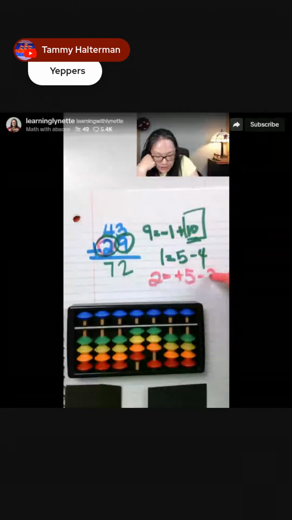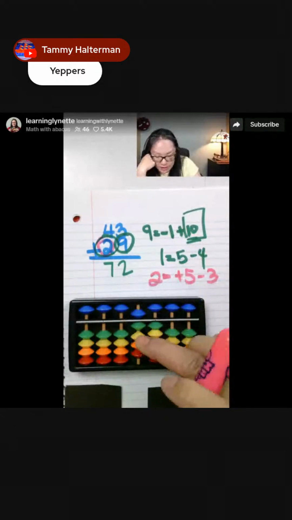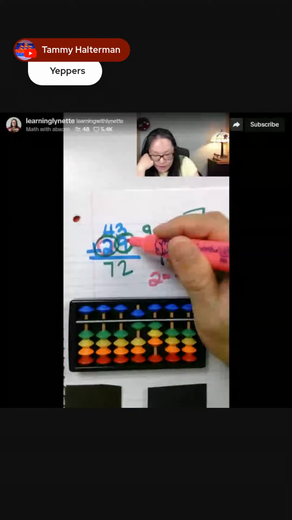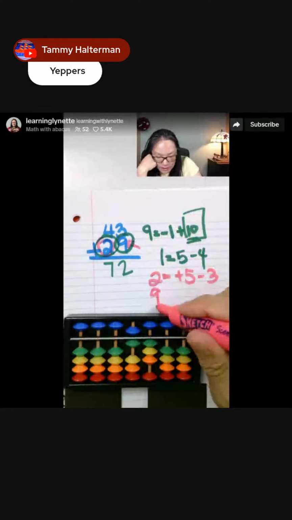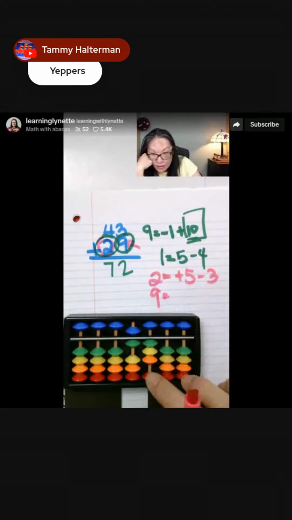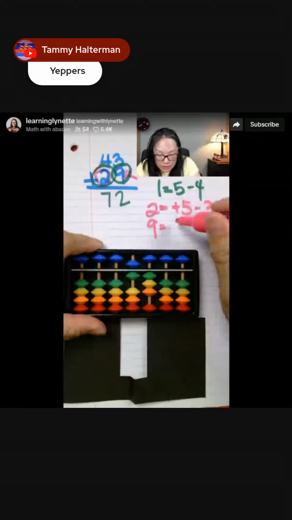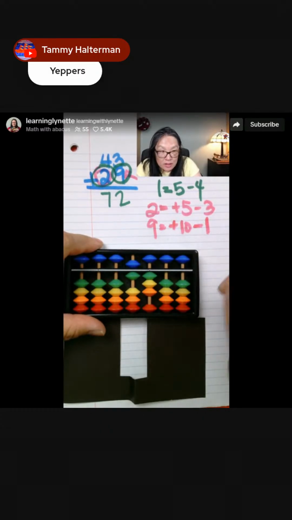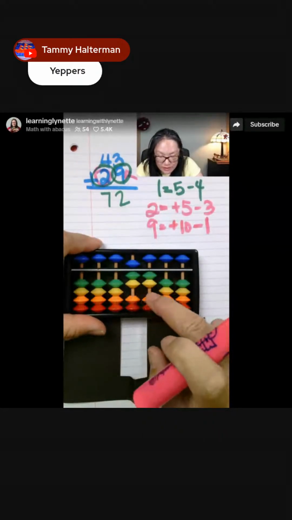And then I'm going to add the 9. 9 is equal to what? Is there enough? No. Add the 9 is what? Plus the 10 minus the 1. So I'm going to plus the 10 minus the 1. My final answer is 72. But see, there's 2 ways to get there, depending on if you go left or you go right. Does it matter? It doesn't matter. You just need to keep track.